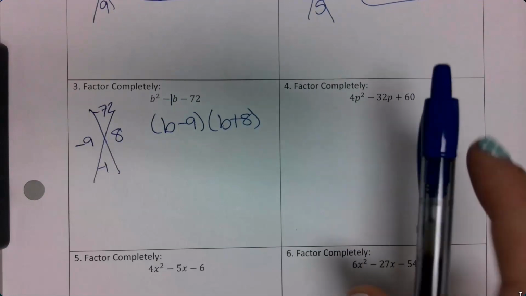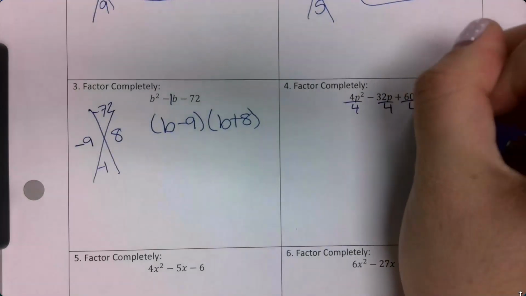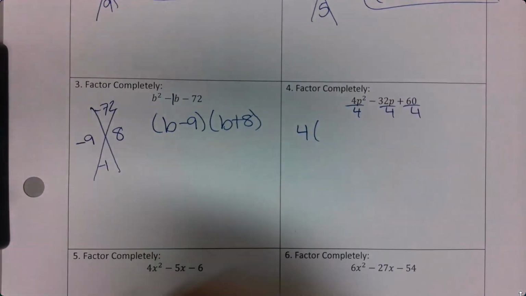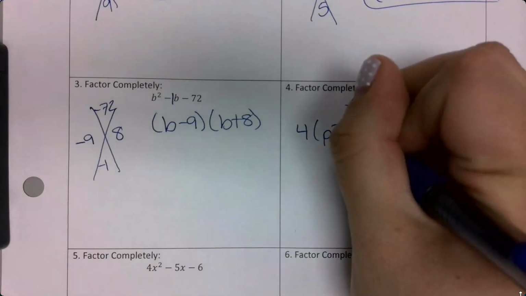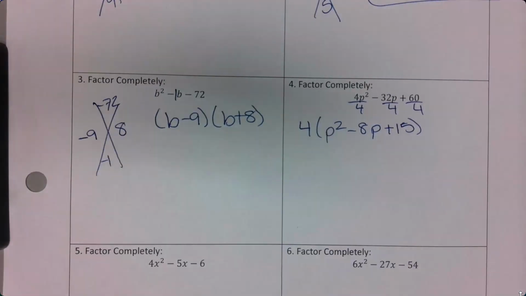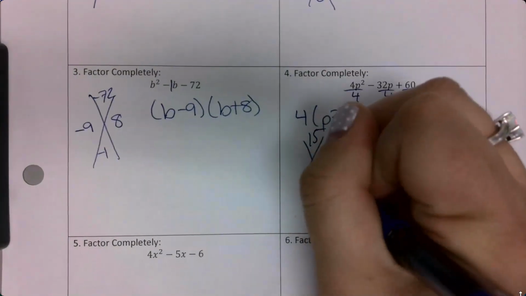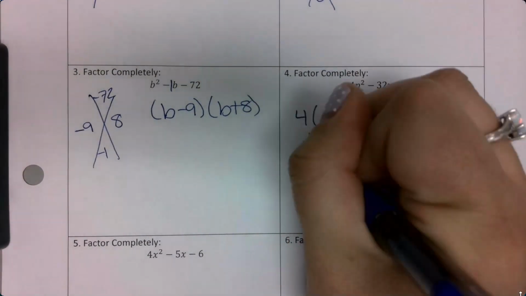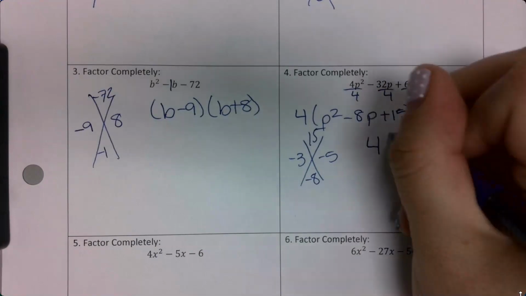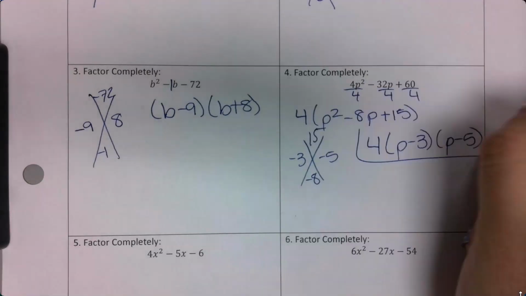On number 4, I have a number out front, so I want to divide out this GCF. So I'm going to divide everything by 4. I want to leave it out front because I don't have an equation to get rid of it. So it's going to leave me with p squared minus 8p plus 15. So I want to do the x method with the numbers I have left over on the inside. So I have positive 15, and I want to add up to -8. It's going to be -3 and -5. So I still have my 4 on the outside. Then I'm going to have p minus 3 times p minus 5.